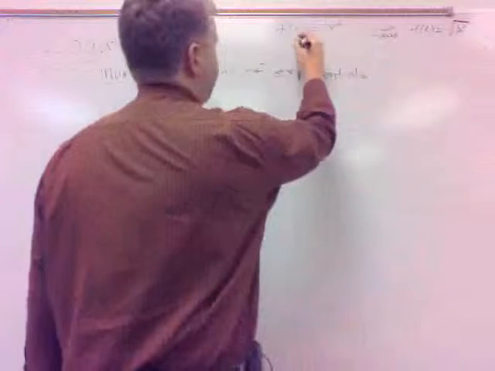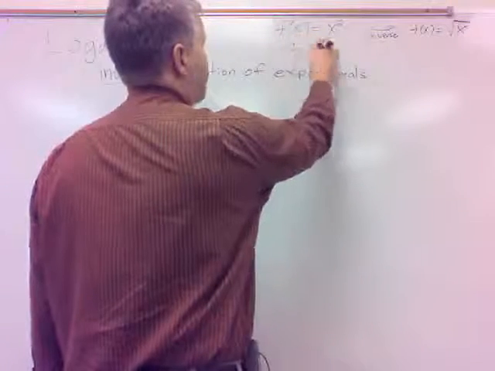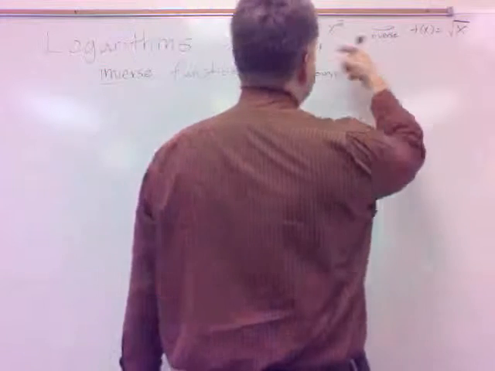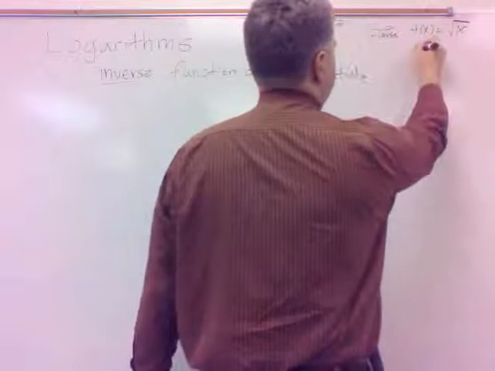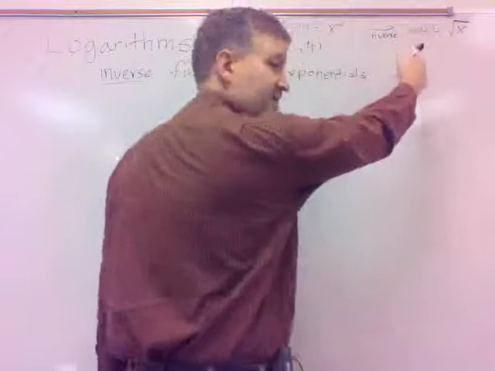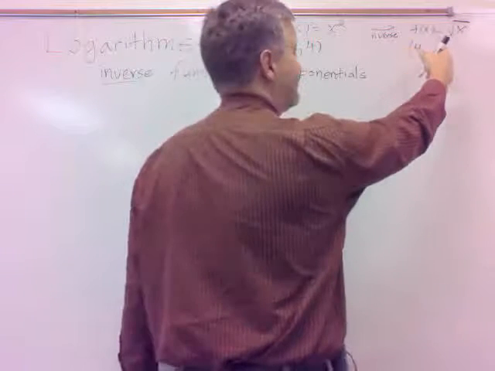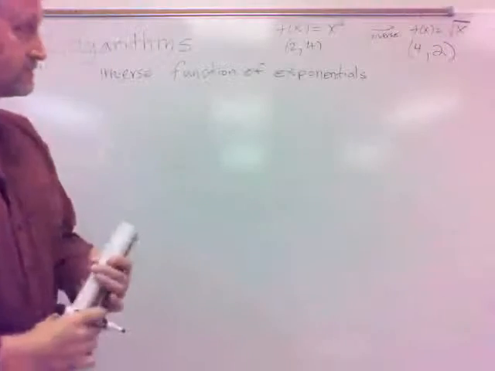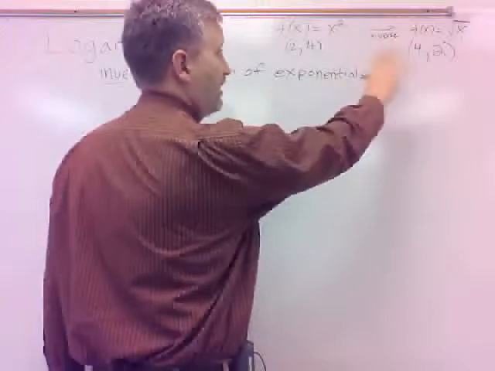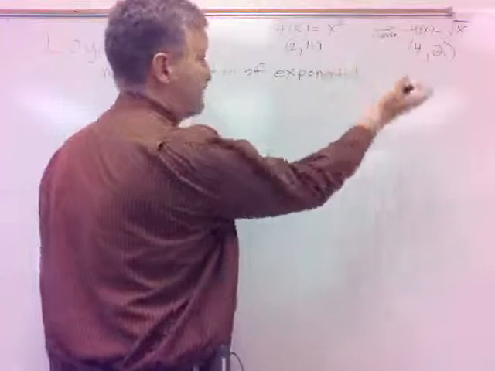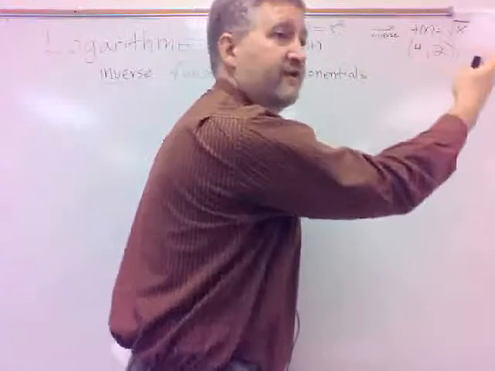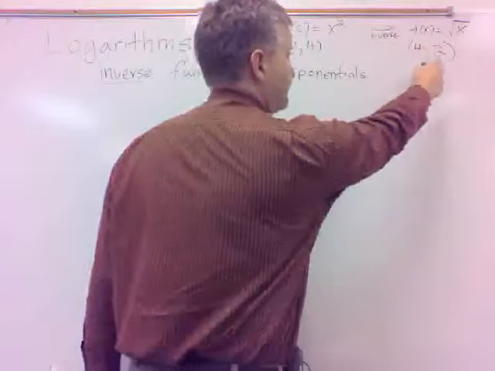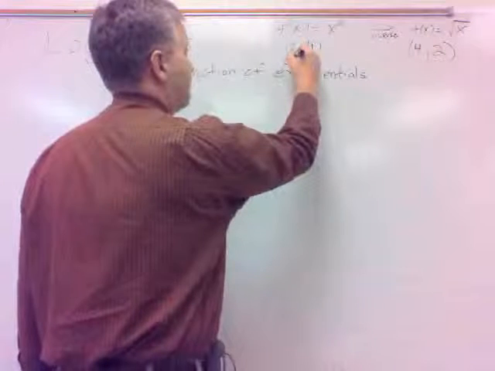For example, if x is 2, then y would be 4, right? Well, if I take that result, the 4, and plug it into this one, what happens? It goes back to 2, right? And so these are the inverse of one another. Inverse in that, among other things, the x and y's are inverted. Here's the x, here's the y. Well, here's the y and here's the x, and it works the same way.